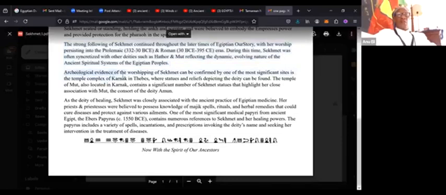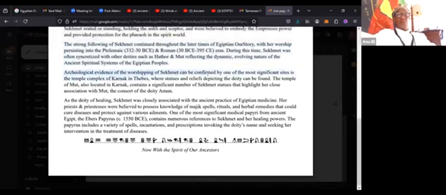Archaeological evidence of the worshiping of Sekhmet can be confirmed. One of the most significant sites is the temple complex of Karnak in Thebes, where statues and reliefs depicting the deity can be found. The temple of Mut, also located in Karnak, consists of a significant number of Sekhmet statues that highlight her close association with Mut, the consort of the deity Amun.